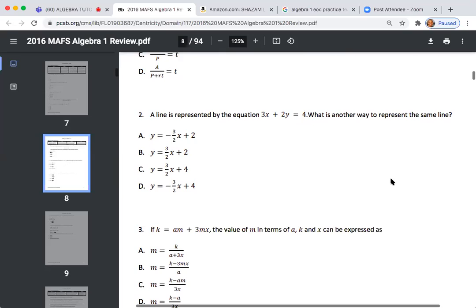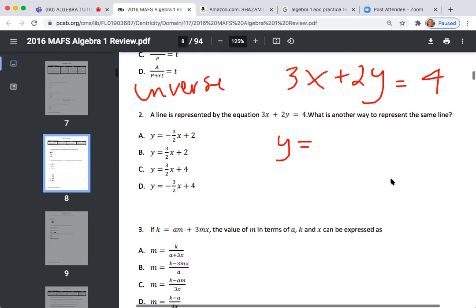Brendan, this is another formula problem. It says that a line is represented by this equation. What is another way to represent the same line? Do you see how all the answer choices are in the form of y equals? So for this problem, Brendan, they want you to solve for y. They want you to get the y by itself, to isolate y. Remember, inverse. We've got to do the inverse.